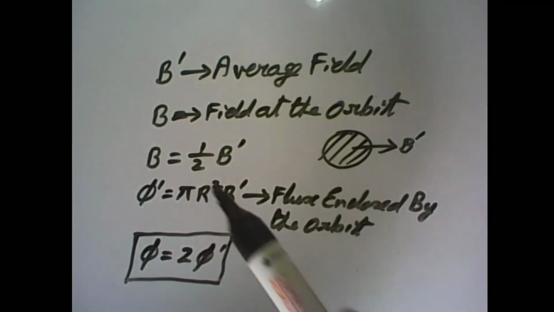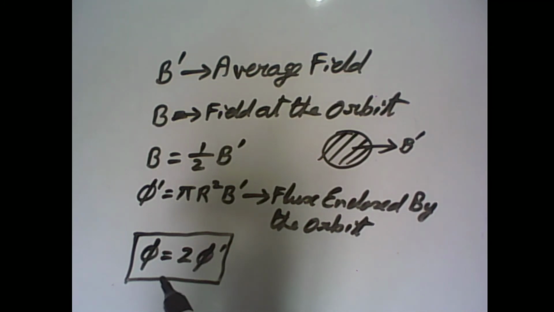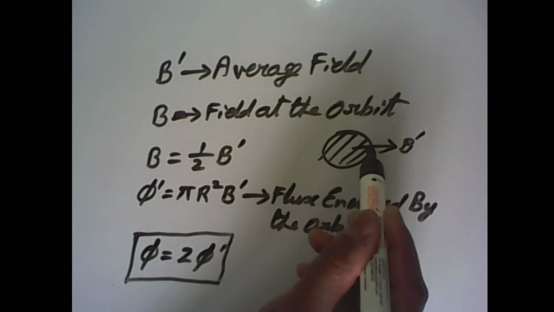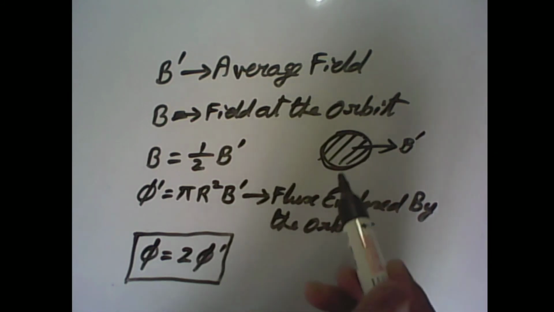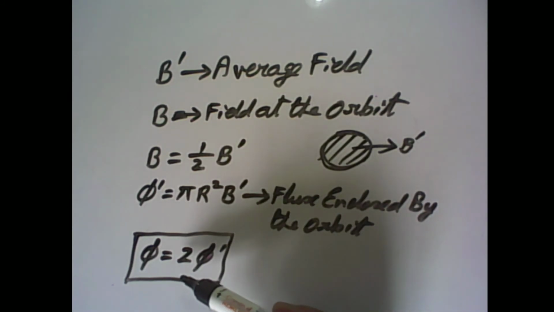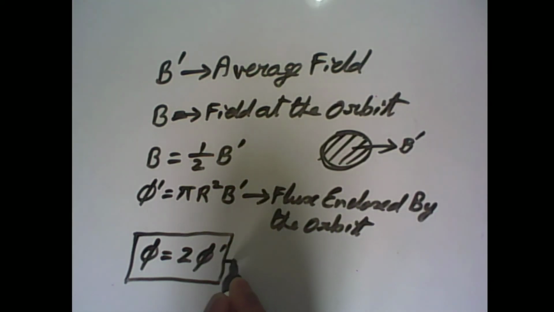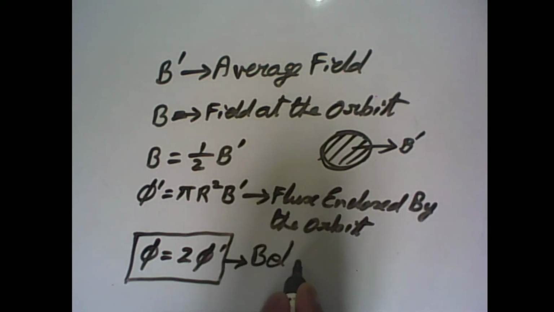We are calling it phi dash. And the Betatron condition then becomes phi is equal to twice phi dash. That is, the flux through the orbit is twice the flux enclosed by the orbit. The magnetic flux through the orbit of the electron is twice the flux enclosed by the orbit if the magnetic field were to be uniform over the whole area. So this condition is known as the Betatron condition.